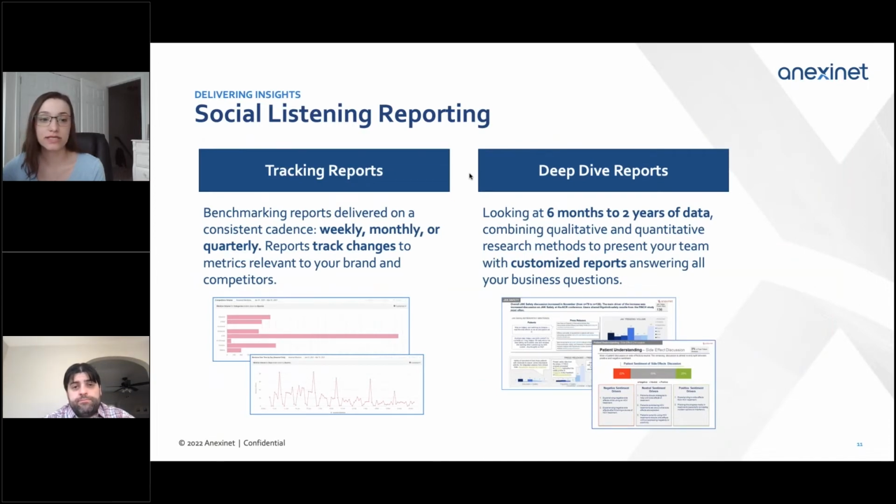So our deliverables can take many forms, but the most popular report cadences are usually monthly, quarterly, or weekly decks. We can review these reports with brand teams and we can customize them to meet your needs, but they're usually comprised of metrics tracking, conversation topics, demographic information, as well as sentiment analysis. Additionally, we can do deep dive reports that look at a much larger data set, typically between 6 months and 2 years. Similarly, these are highly customizable and focus on answering serious business questions proposed by client teams who want to understand the motivations of patient behavior and attitudes, their unmet needs, DTC campaign efficacy, competitor analysis, and influencer behavior.